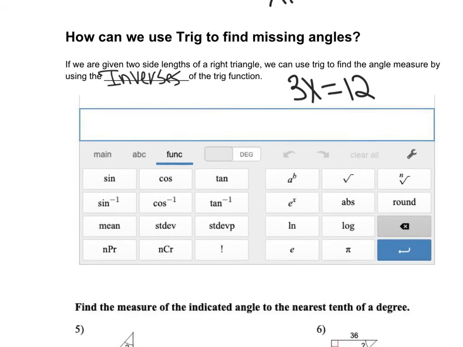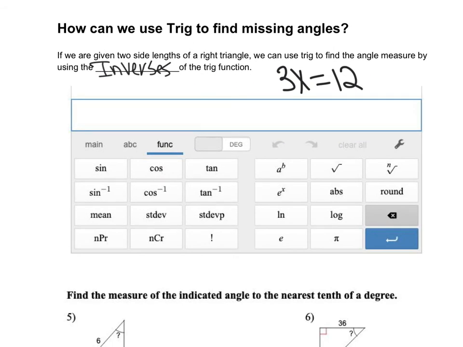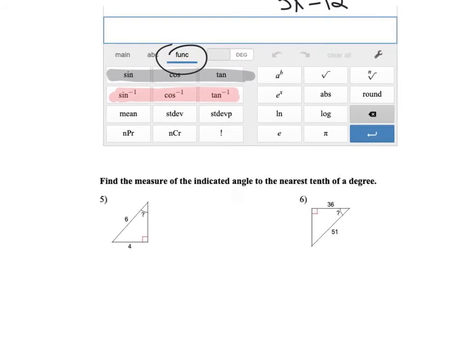And if you look in your Desmos calculator, you'll notice if you hit the functions button, it brings up another screen, and we've been using our sine, cosine, and tangent to find the side lengths. When we want to find our angle measures, we are going to use the ones that look like sine raised to the -1 power. That is actually saying inverse sine. That's the inverse of our sine, and that's how we are going to undo our sine function. So let's take a look at how that's actually going to work.